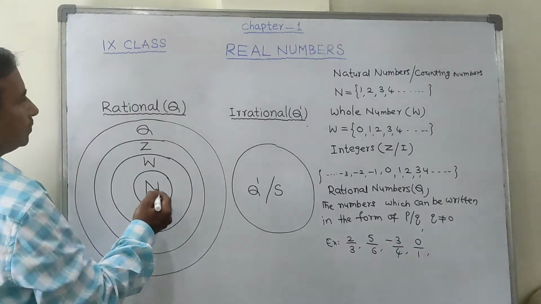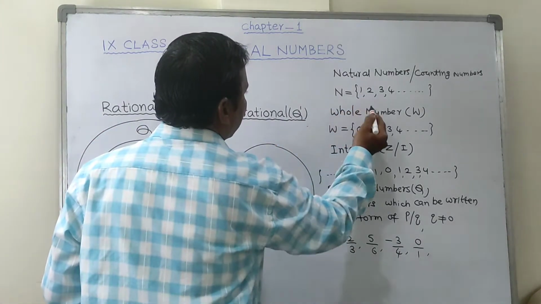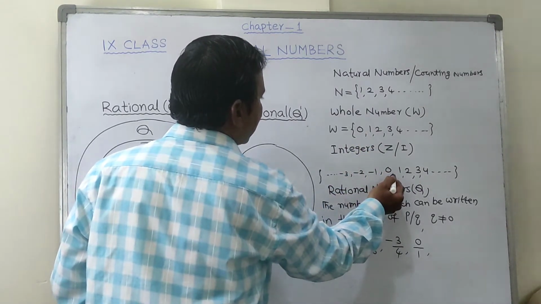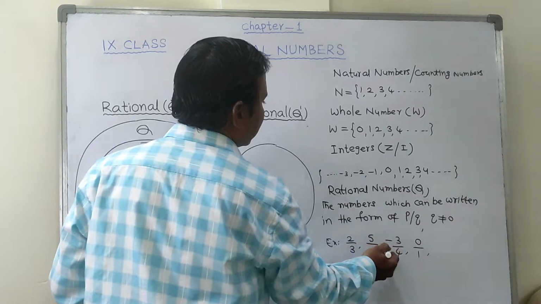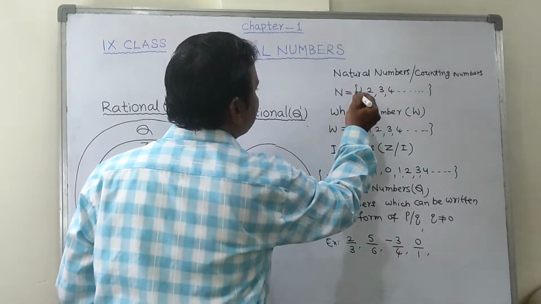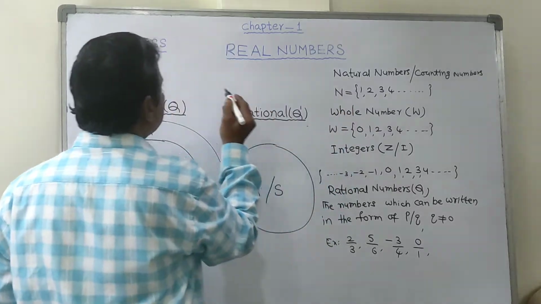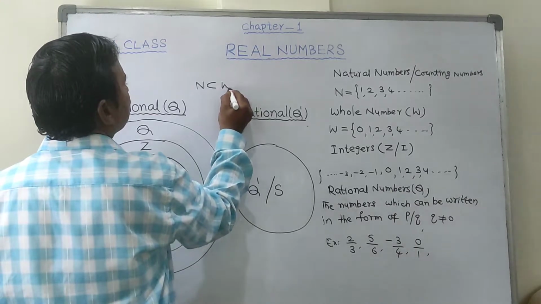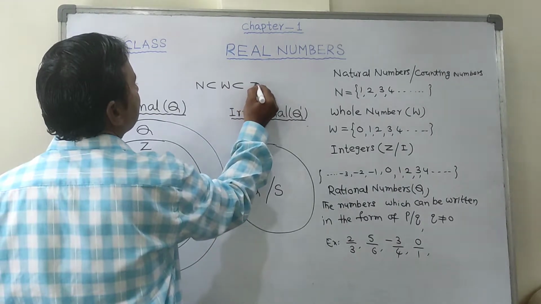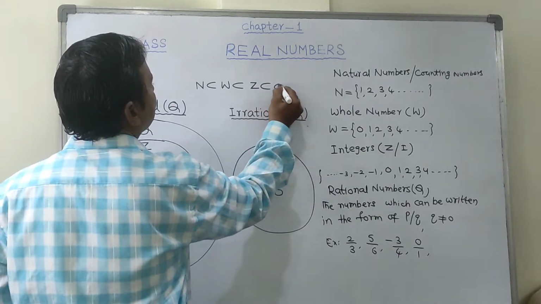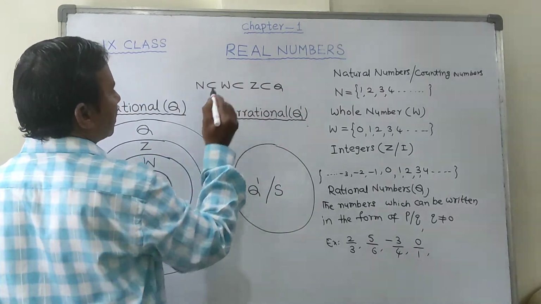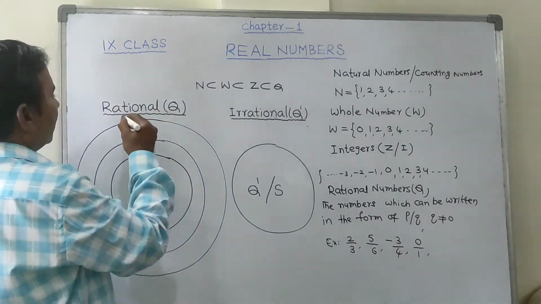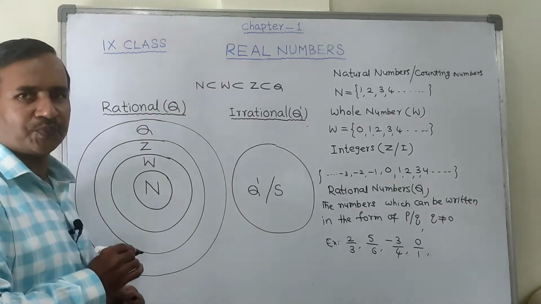So if you see, natural numbers are included in whole numbers, and all these whole numbers are included in integers, and all integers are included in rational numbers. Means one will be a subset of the other one. Means we can represent like this: N is a subset of W, and that is a subset of Z, that will be a subset of Q. So one is a subset of the other one. Okay. This is regarding the representation. So this complete set we will call rational numbers Q.